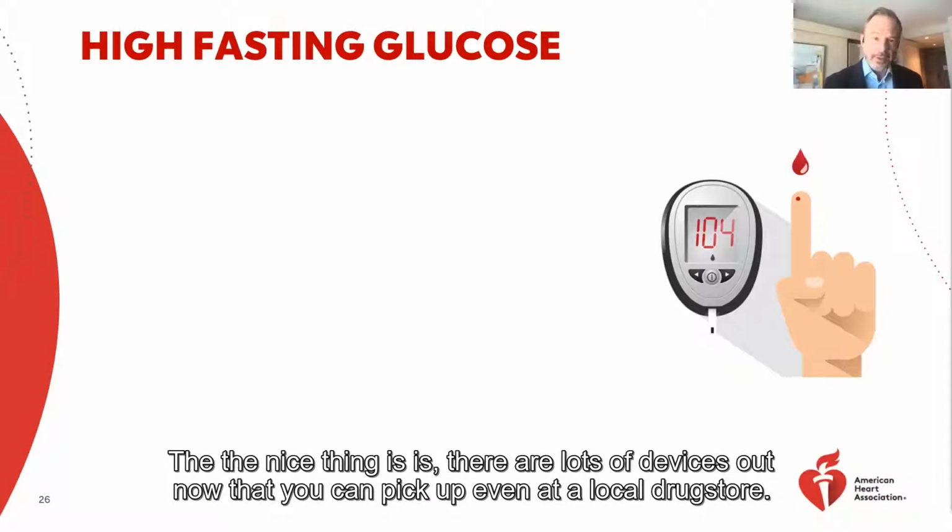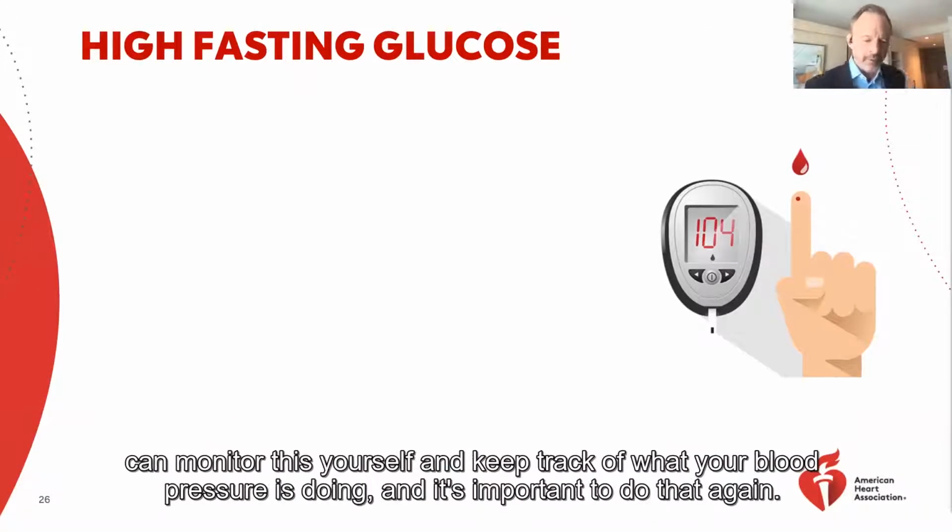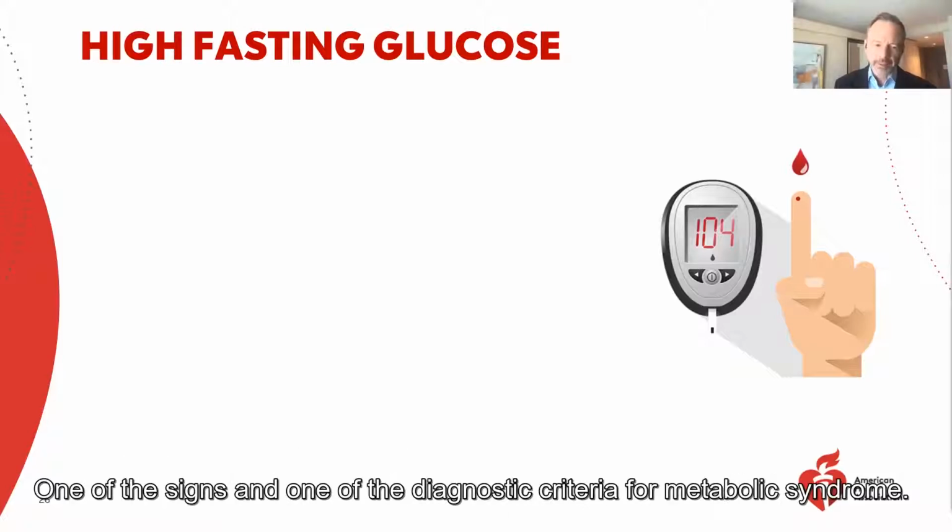The nice thing is there are lots of devices out now that you can pick up even at a local drugstore. I do recommend the arm cuff because it's much more difficult to get reliable readings on a wrist or an ankle cuff. And so using an arm cuff that's of the appropriate size, you can monitor this yourself and keep track of what your blood pressure is doing. And it's important to do that. Again, one of the signs and one of the diagnostic criteria for metabolic syndrome.